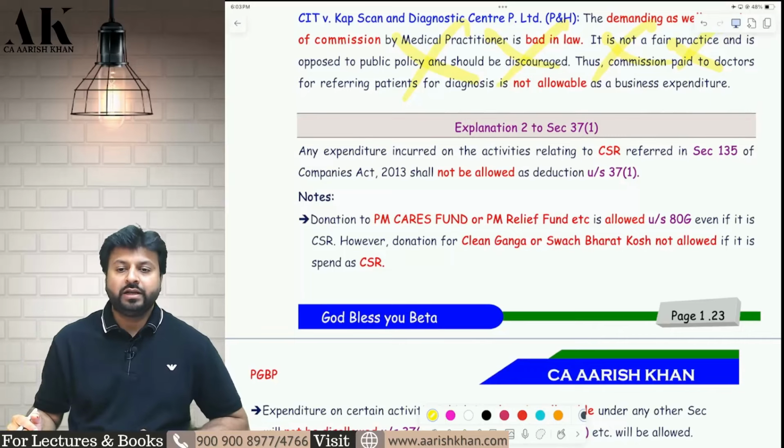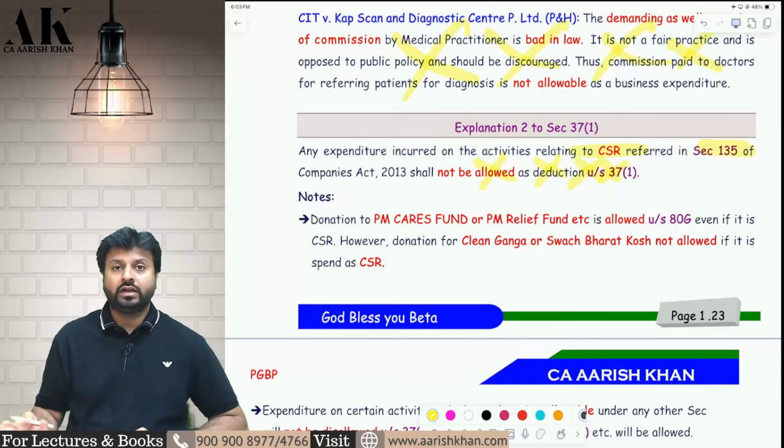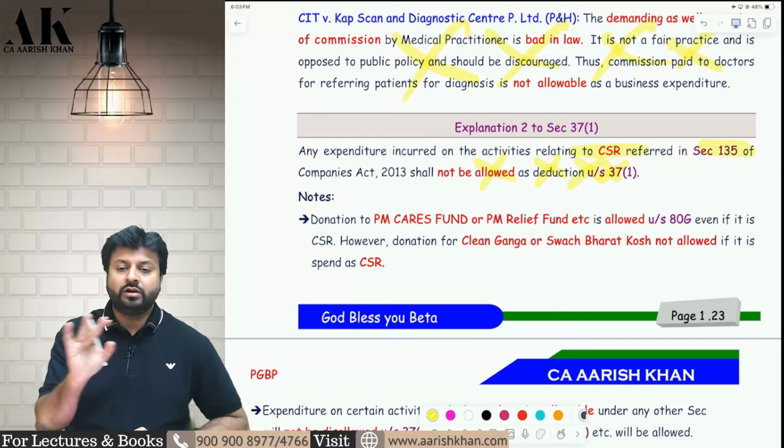Now let's move on to Explanation 2 to 37.1. Explanation 2 to 37.1 talks about if you incur expenses in relation to corporate social responsibility, which is mentioned under section 135 of the Companies Act. It is not allowed as a reduction. CSR expenses are not allowed as a reduction.